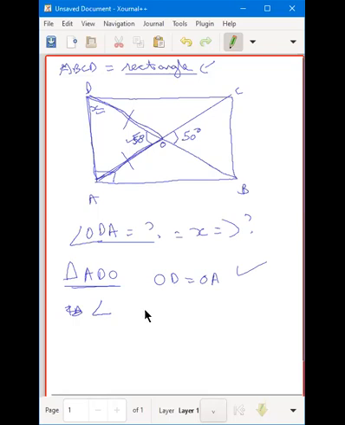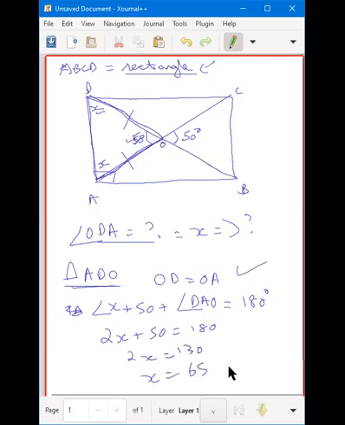So we have angle X plus 50 degrees plus angle DAO is equal to 180 degrees, angle sum property. But if in a triangle two sides are equal, then the angles opposite them are also equal. So I can write this angle also as angle X. So I get 2x plus 50 is equal to 180. So 2x is equal to 130. So x will be equal to 65.